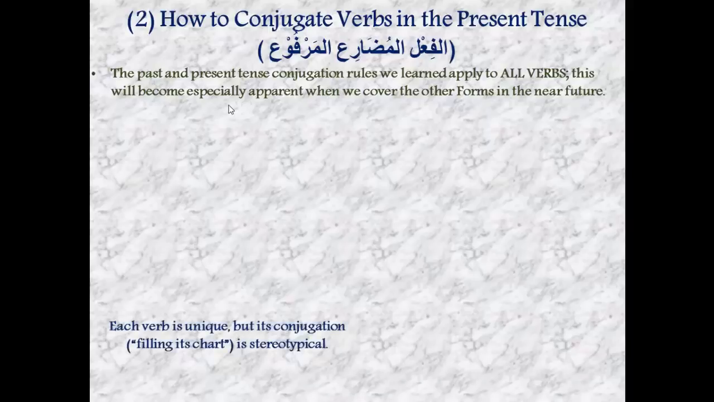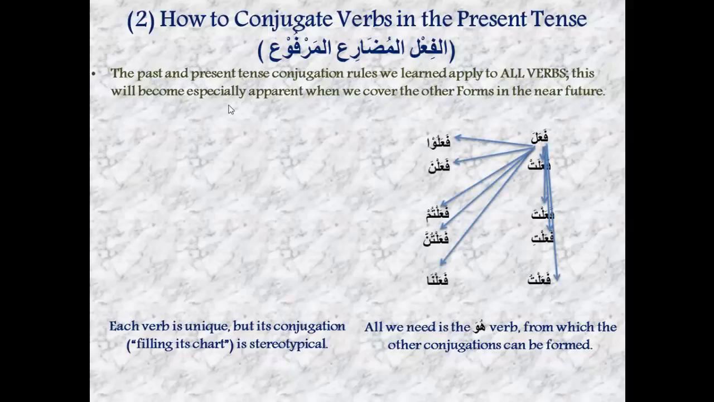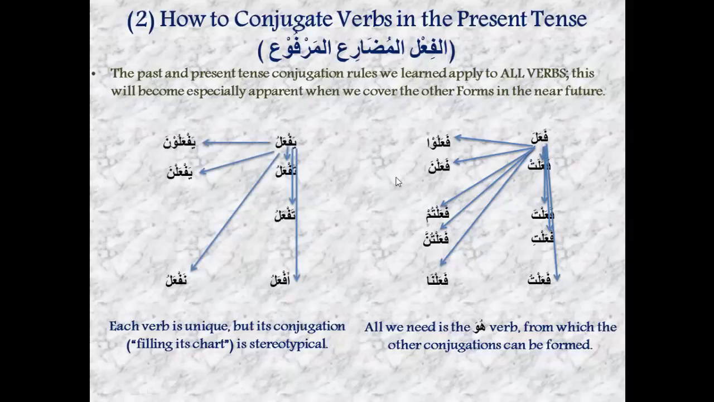Each verb is unique, but its conjugation, or filling its chart, is stereotypical because it follows the same rules. All you need is the huwa verb, the huwa form. And then from there you can form all of the other conjugations as needed. So for the past tense, that would be fa'ala. From there you can derive all the other conjugations for the other pronouns using very basic modifications that we've learned previously. And then for the mudari' marfu', yaf'alu can give you all the other conjugations with slight modifications.